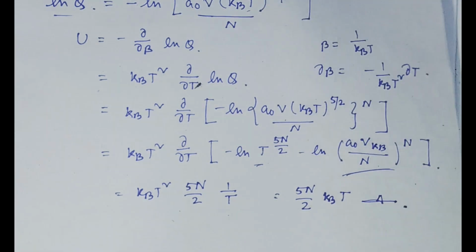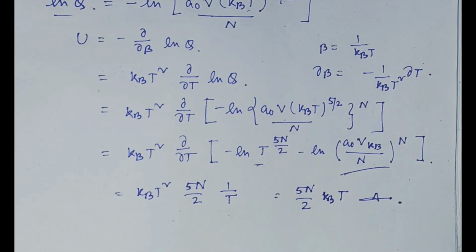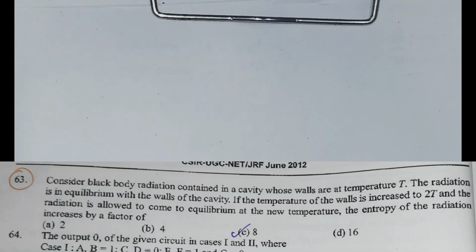Now let's go for another question. Question number 63. Consider black body radiation contained in a cavity whose walls are at temperature T, and the radiation is in equilibrium with the walls of the cavity. If the temperature of the walls is increased to 2T, I mean the initial temperature was T and later 2T, and radiation is allowed to come to equilibrium at the new temperature, the entropy of the radiation increases by a factor of.